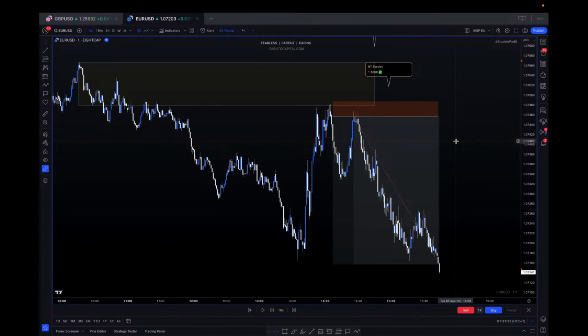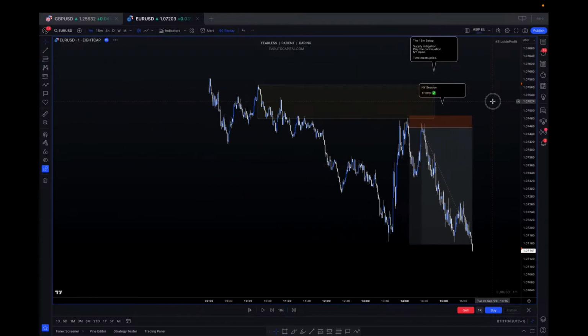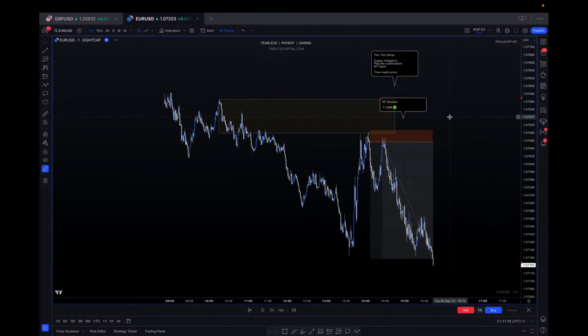So 1 to 10 in the New York session, even after taking the loss from the London session because of the failure of the swing for our structure. But then the New York session presented opportunity based on the momentum of the market, and that was essentially it. I want to believe you've taken a thing or two from this.